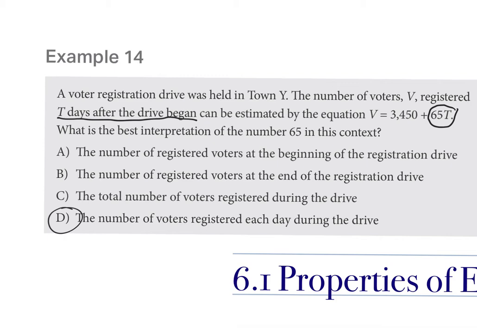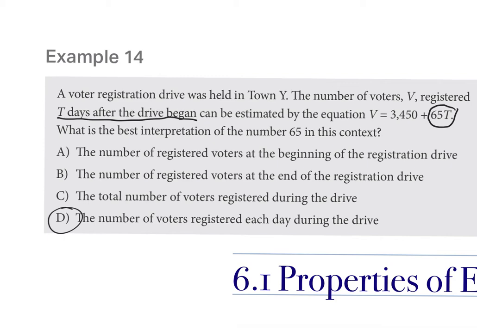Now, what does 3,450 represent? Isabella? It is the total, but at what point? Nope. In the beginning. Okay? Because what if t was 0? If t was 0, that means that there's 0 days, right? So that's before the drive began.